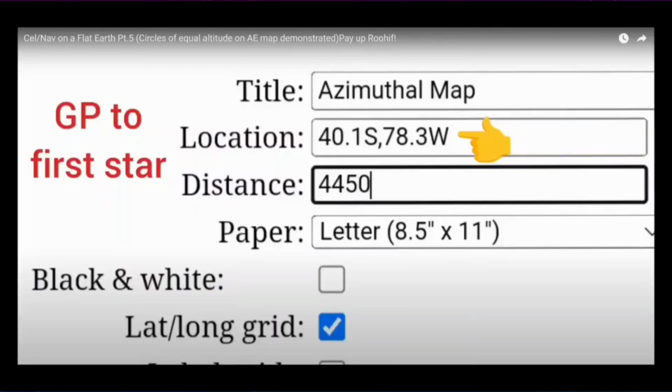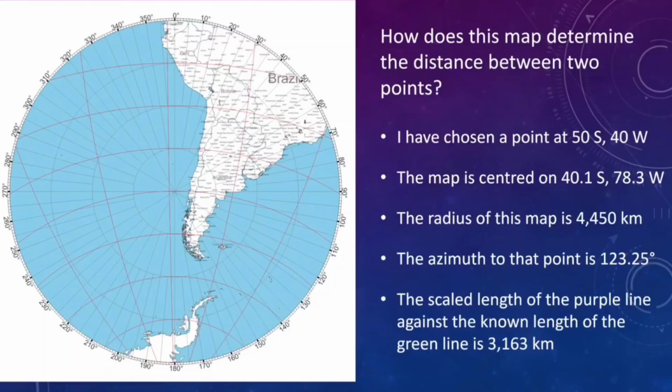Okay, so now we know how to work out these coordinates. Let's apply that to Brian's azimuthal projections that he used in his video. So for his first projection, he chose a GP of 40.1 south, 78.3 degrees west, and the radius of that circle of equal altitude was 4,450 kilometers. So here's that map, and what we're going to do is choose a point on this map with a known latitude and longitude, and then see if we can figure out what formula it's using.